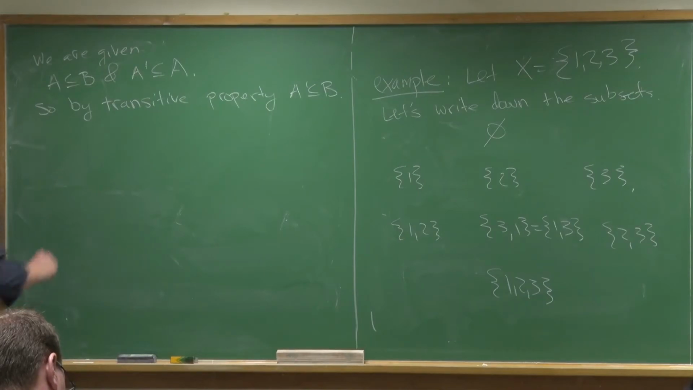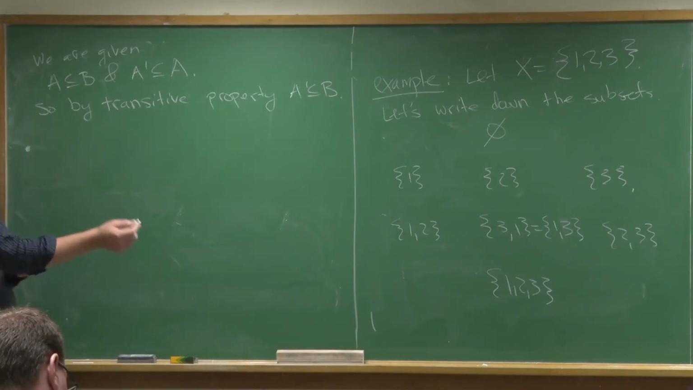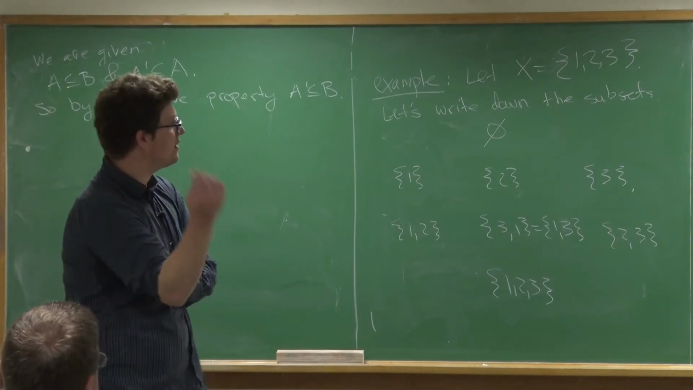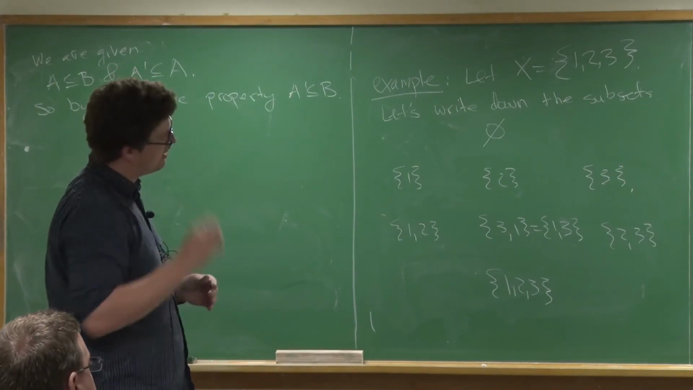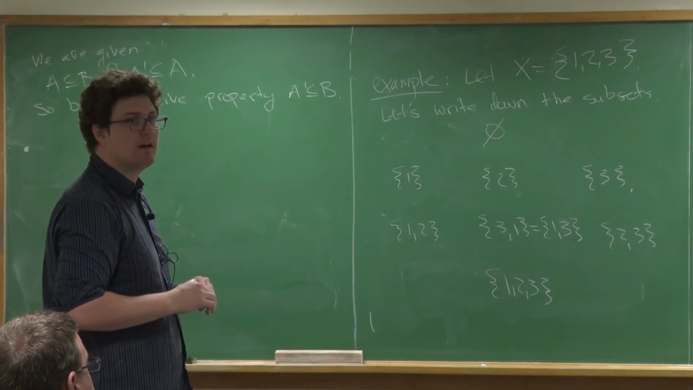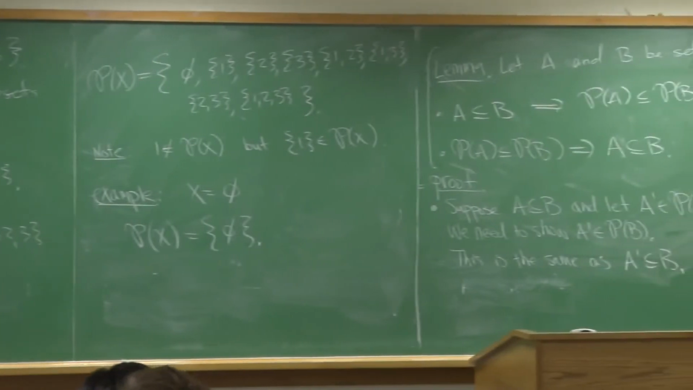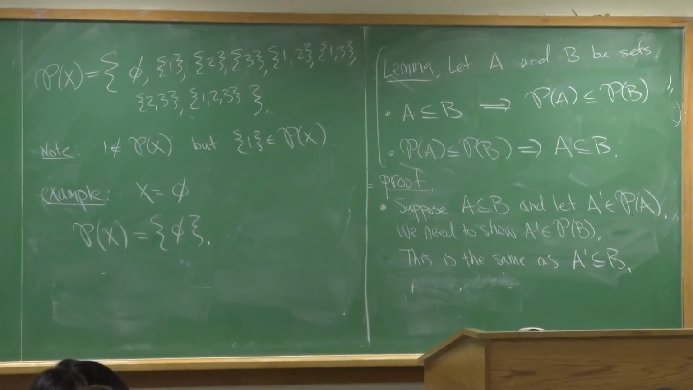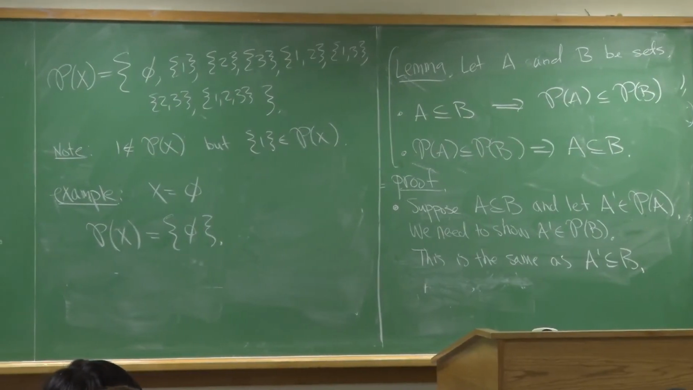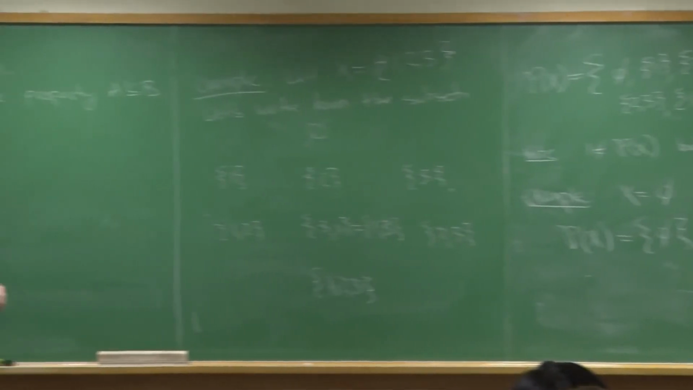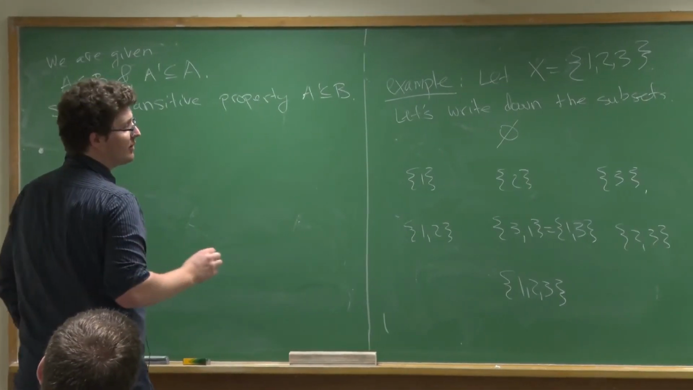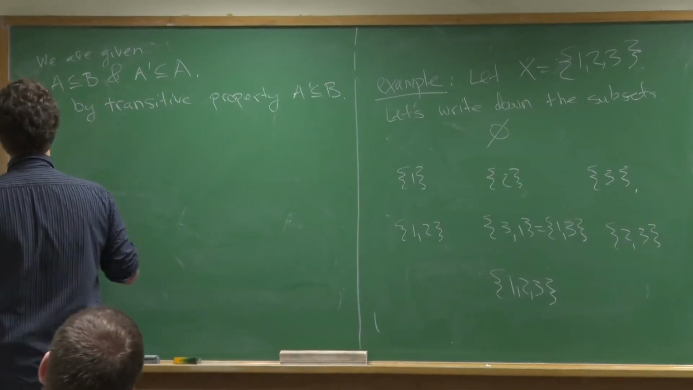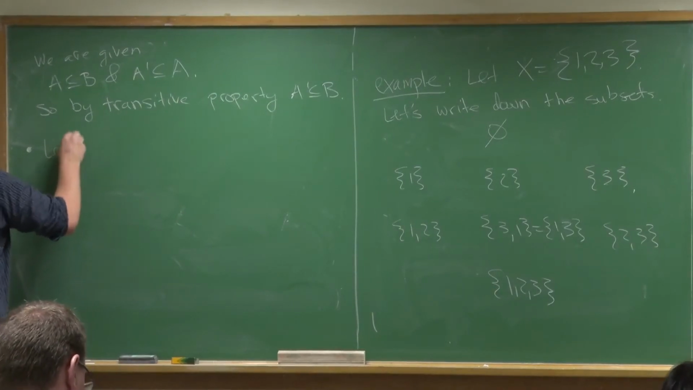Maybe not using the properties, but looking at the second bullet point you have on the last board, is it kind of saying that if the power set of A is a subset of the power set of B, then A has to be in B somewhere? Yeah, that's the idea. I'll prove that part right now. Okay. Yeah. So now let's prove the second part. Let's prove the second bullet.